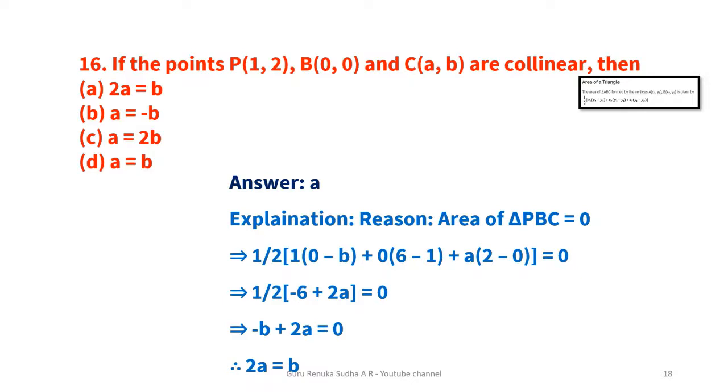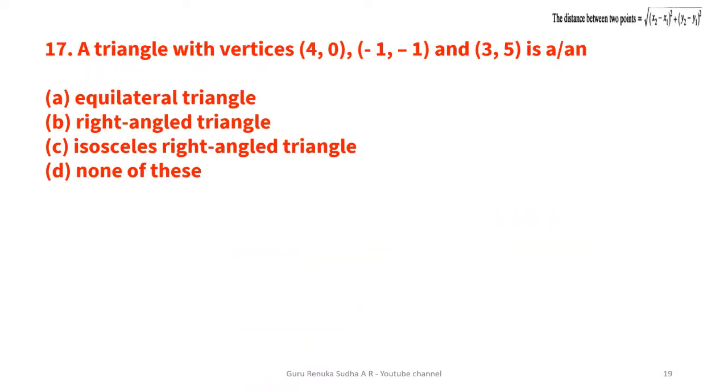17th question. A triangle with vertices (4, 0), (minus 1, minus 1) and (3, 5). They are all coordinates of 3 points. Is it an equilateral triangle, right angle triangle, isosceles right angle triangle, or none of these?